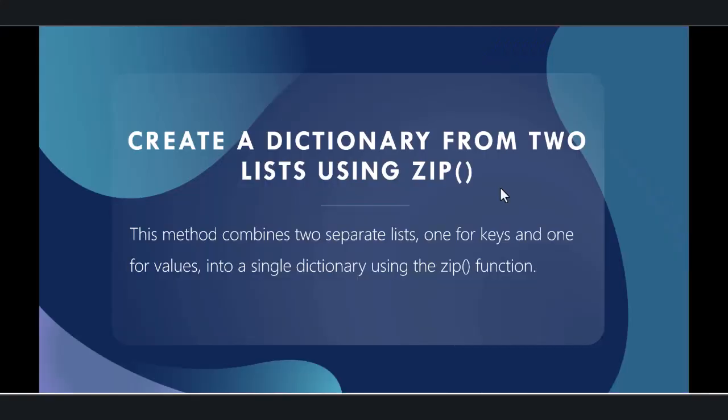Let's start with the first method, that is creating a dictionary from two lists using zip function. This method combines two separate lists, one for keys and one for values, into a single dictionary using zip function. In a simple way, I can tell that from two different lists, we will take keys from one list and values from another list, and we will make it one single dictionary by using a zip function. Keys will be from one list and values will be from another list, and it will be converted into a dictionary. I'll explain how this happens in an example.